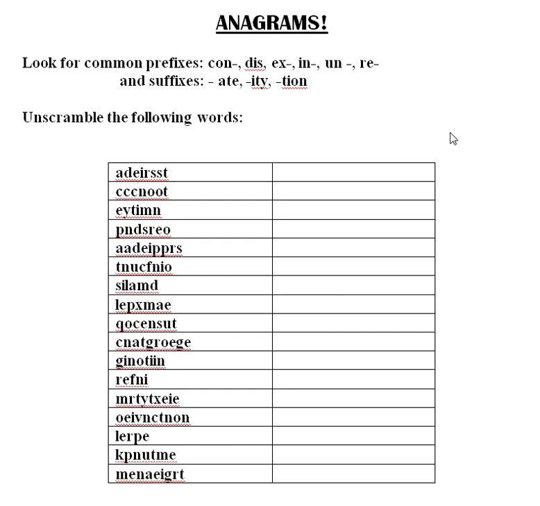Hi, so recently I posted a few activities to the group dealing with anagrams and they seem to be pretty popular, so I thought I'd do a quick video where I share a few more strategies dealing with anagrams and show you the way I teach my students to solve anagrams.